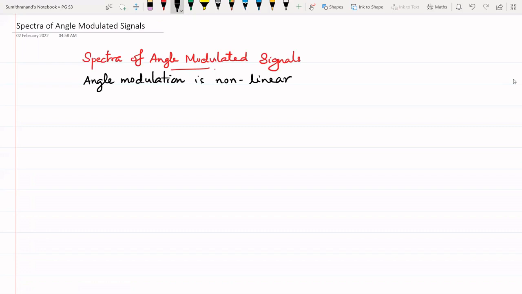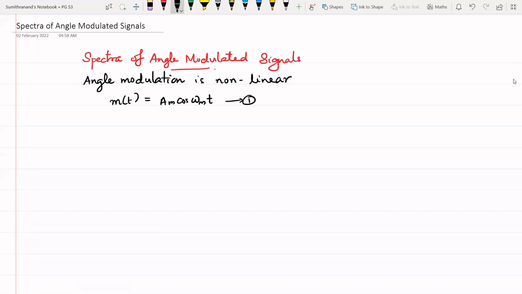But our job can be made easy if the message signal is assumed to be sinusoidal. That is, m of t is equal to Am cos omega m t. That is equation number 1.